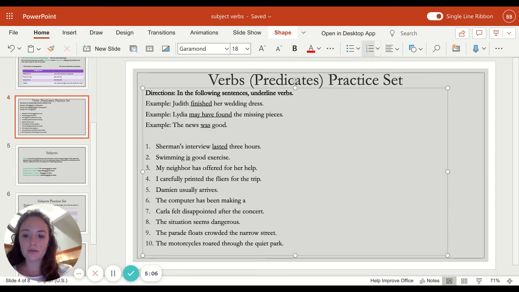Because it's not like I am swimming. Swimming is a noun in this case. It's actually called a gerund because it ends in an ing. We'll talk about those later. I don't want to confuse you with all these weird terms.